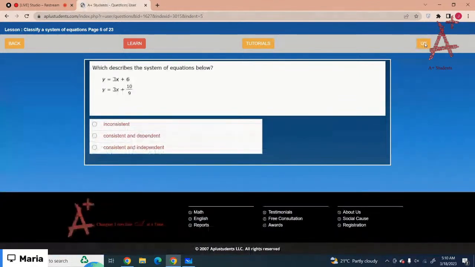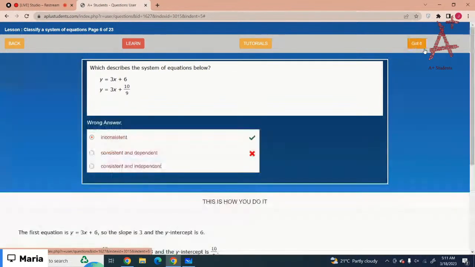Okay, which describes the system of equations below: y equals 3x plus 6 and y equals 3x plus 10 over 9. So both the equations have same slope. Got it? Slope is 3 for both the equations. So when the slope is same and y-intercept is different, that means the system is consistent and dependent. Oh, sorry. When the slopes are exactly same, that means the lines are parallel. They never intersect each other and the system is inconsistent. Got it? The system is inconsistent.